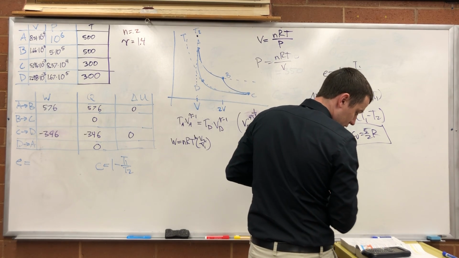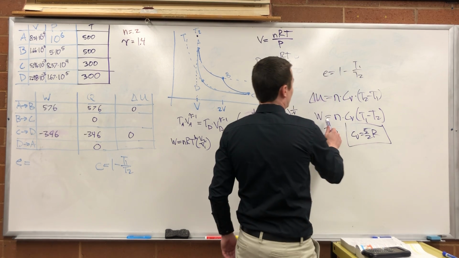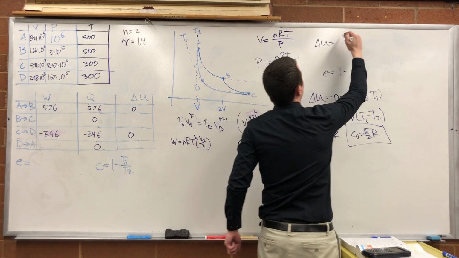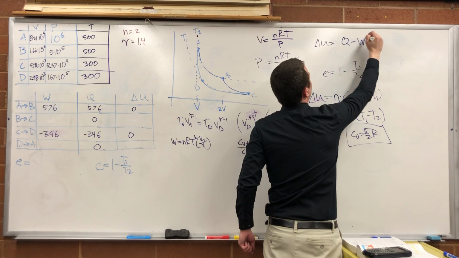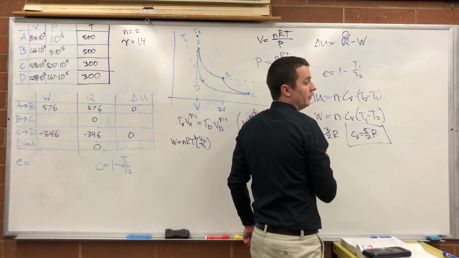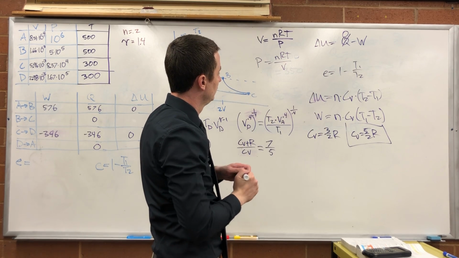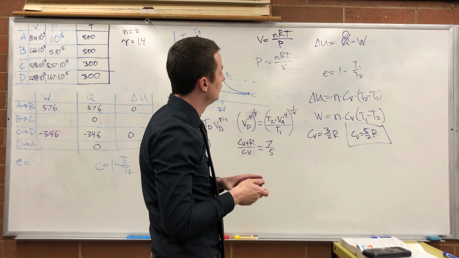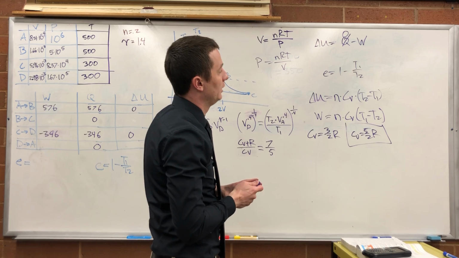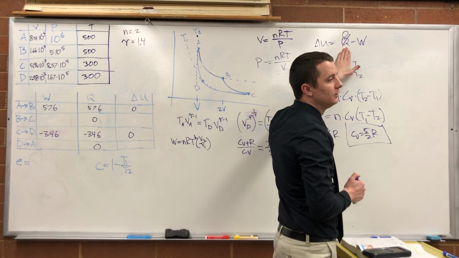How did you get from delta U to W? Multiply by a negative. So delta U is equal to Q minus W. So if Q is zero, then W is equal to negative delta U. I have it down as delta U equals delta Q minus delta W. Does that change that? Yes. That's what we mean here. When we say Q, we mean the change in heat.